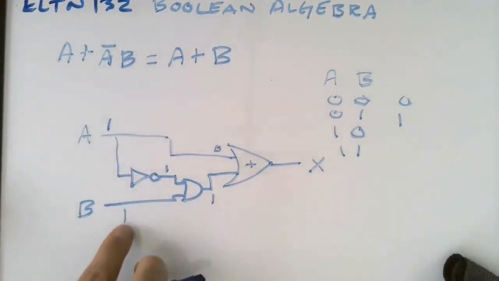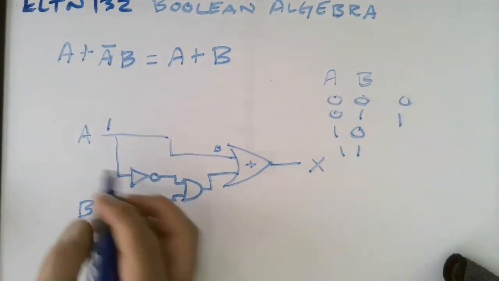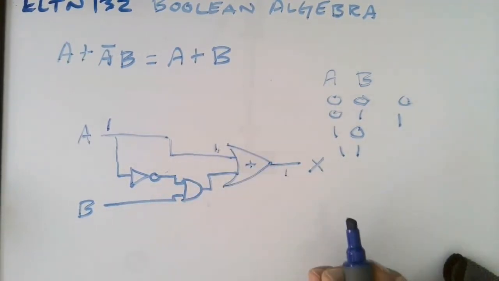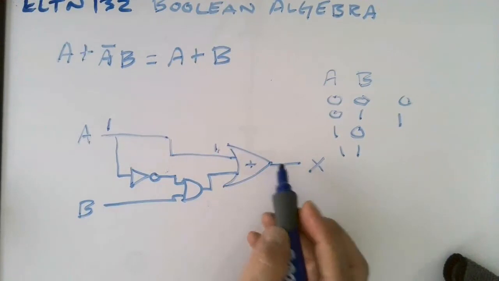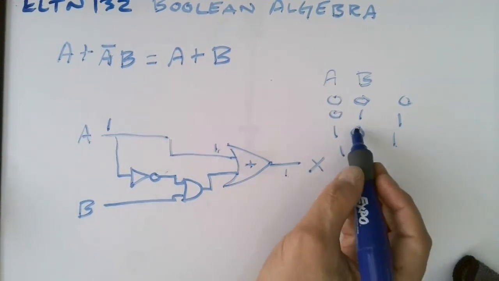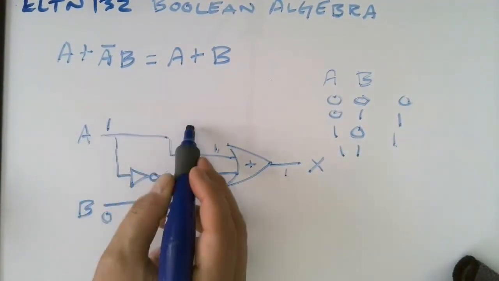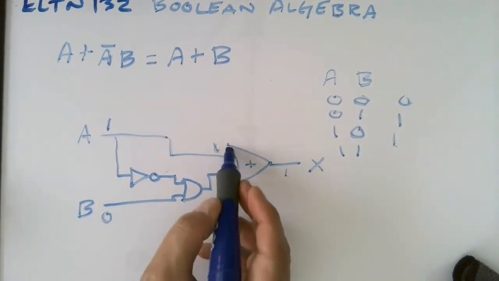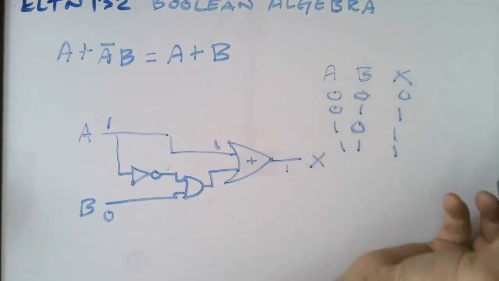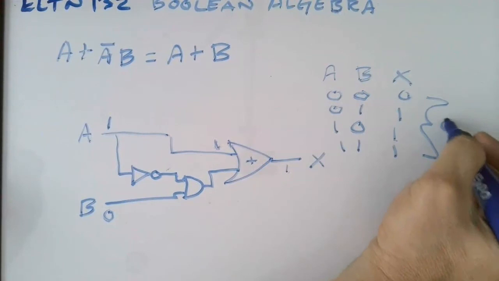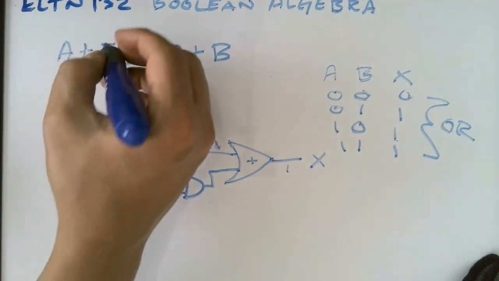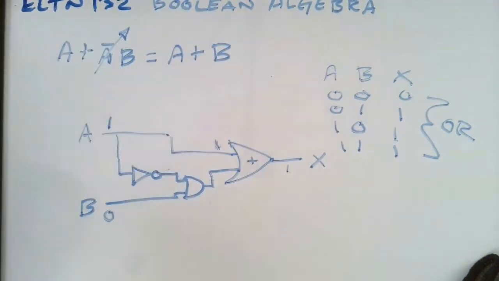If A is 1, it doesn't matter what B is in this case, because that 1 is going to propagate through to the output of our OR gate, all the way through in this direction. So that's a 1. And again, anytime A is 1, it doesn't matter if B is 0, that 1 is going to drive that input to the OR gate high, and our output is 1. So this truth table, if this is our X, our output, is the same as the OR function. And what this is saying is that this A naught term just falls out of the equation. Kind of an interesting one there.